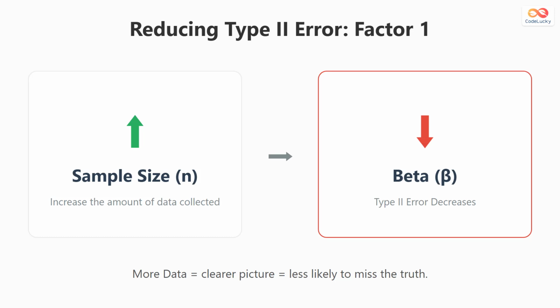How can we reduce type 2 error? The most common way is to increase the sample size. When you collect more data, your distributions become narrower and less overlapped. This gives you a clearer picture of reality, reducing beta and increasing the power of your test.